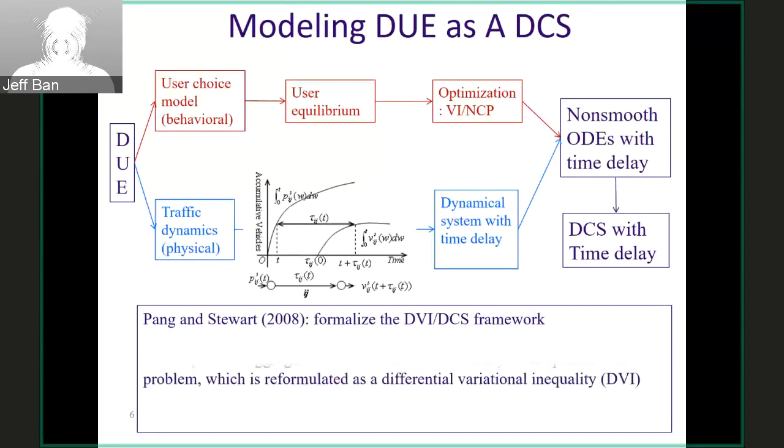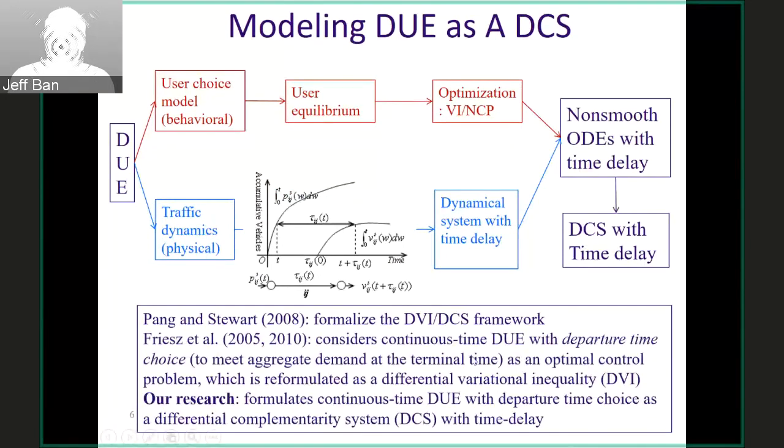Again, let me give the full names of this so that you can see DCS is differential complementarity systems. DVI is a differential variational inequality. It's basically dynamicizing the VI or MCP that we are familiar with in the static case, right? So add the time domain. And it's also by Dr. Terry Friesz from Penn State. They also have papers and also books that talk about these differential games or differential VIs.